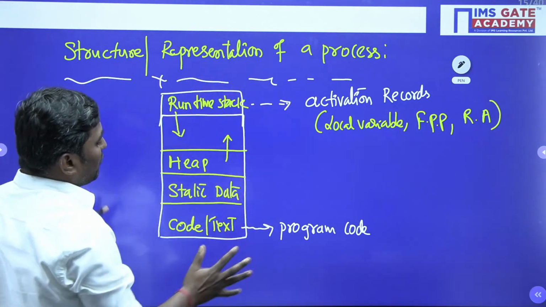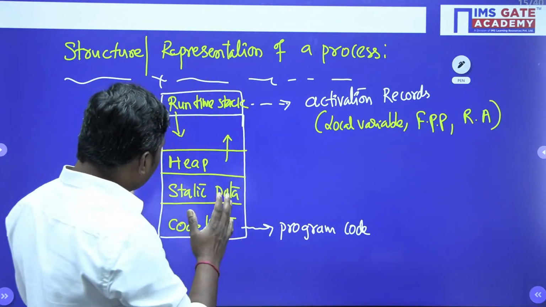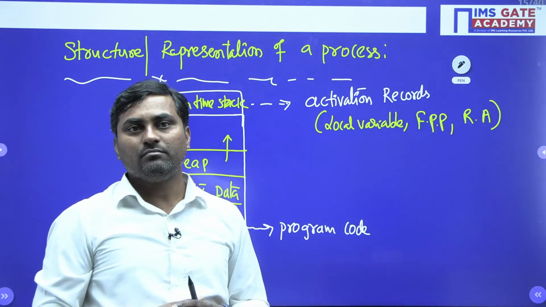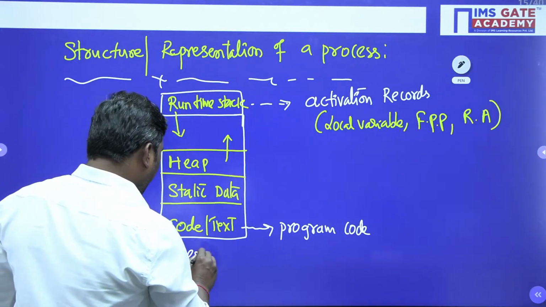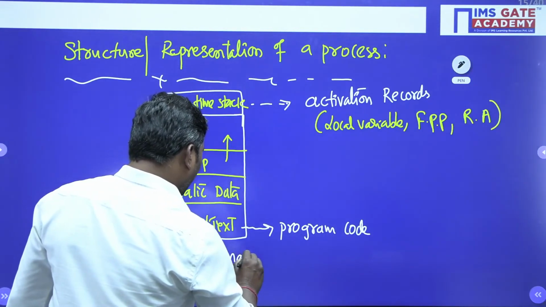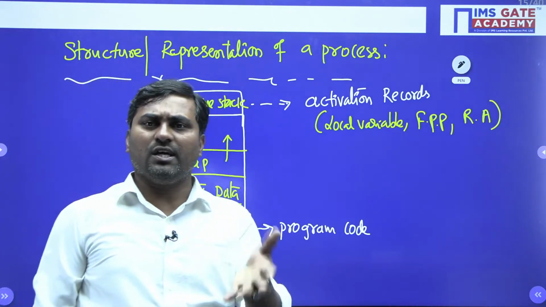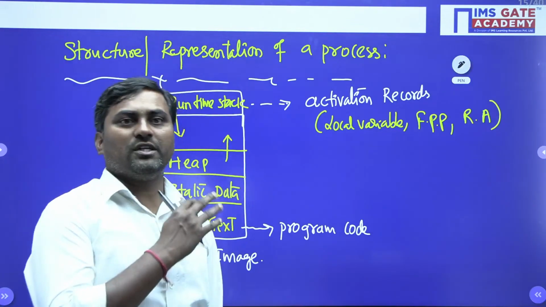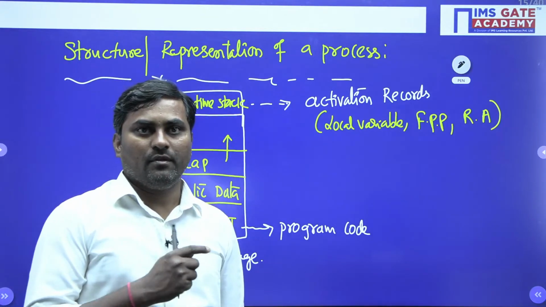So, you can visualize the image of a process now. Everyone, this is the way you have to visualize the process. This is a process image. What is the program image? Simply the code section and data, that's it. This is the structure or representation of a process we can understand. Is it clear?